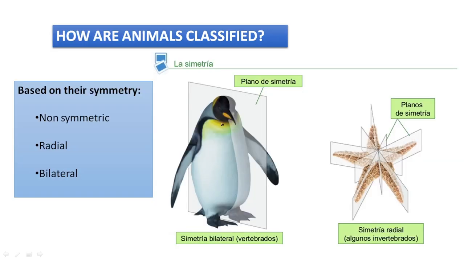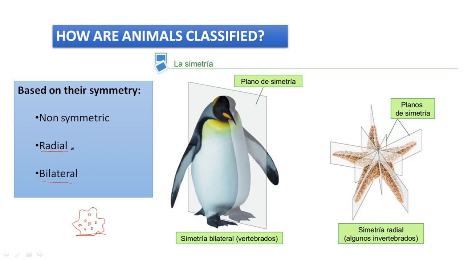Okay, so based on that symmetry we can classify animals as non-symmetric animals. There are some animals that are so irregular, like porifers, that they don't have a symmetry plane. Some animals have a bilateral plane, like human beings or the penguin, that their bodies can be divided into identical parts.